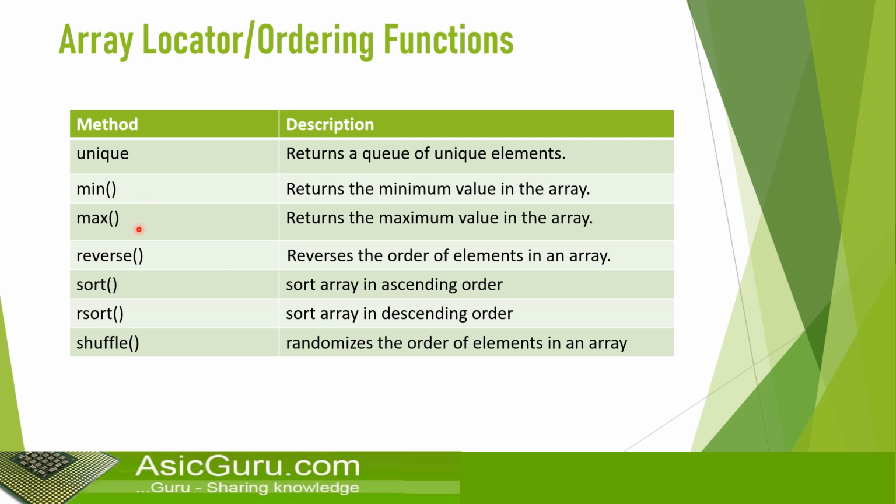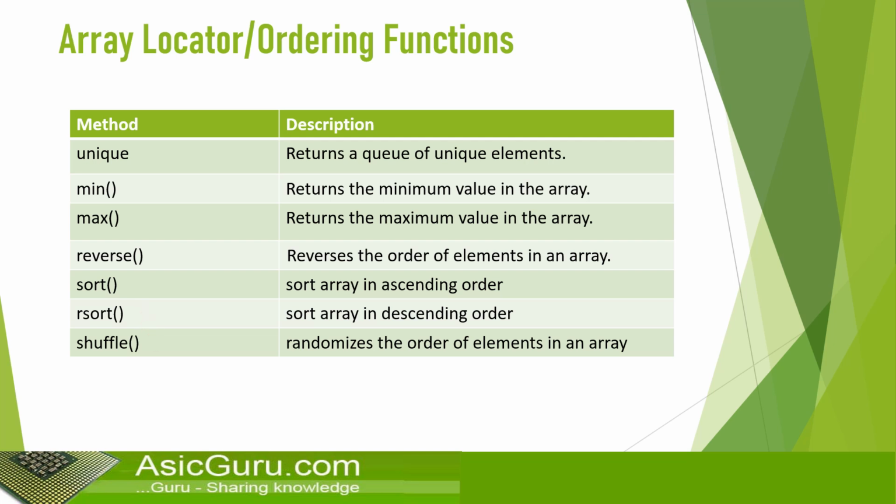Next we have max. It returns the maximum value. Next is reverse. It reverses the order of elements in the array. So say if your data is in ascending order, then this function would flip your array to descending. Next you have sort. It would sort the array in ascending order, lowest to highest. And rsort sorts the array in descending order, meaning highest to lowest value.